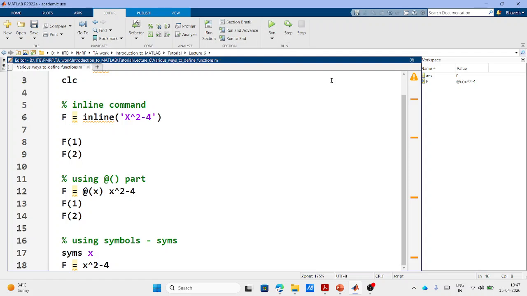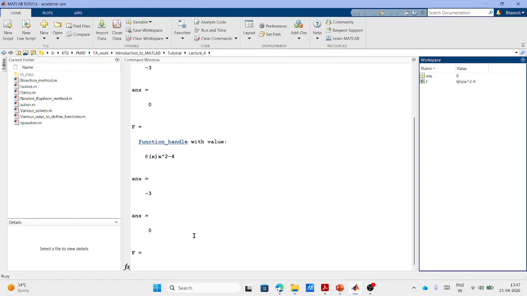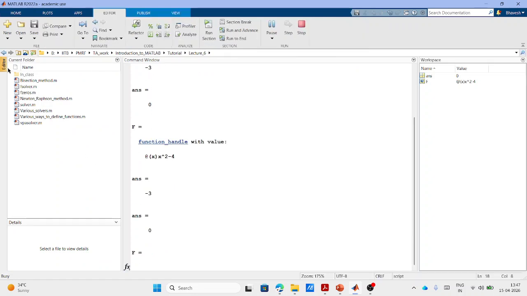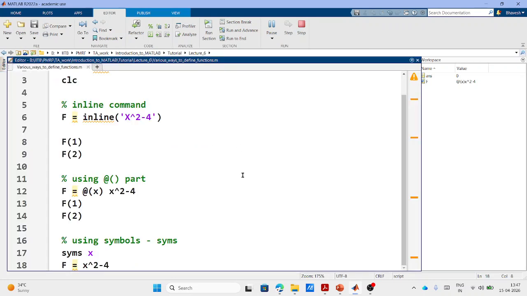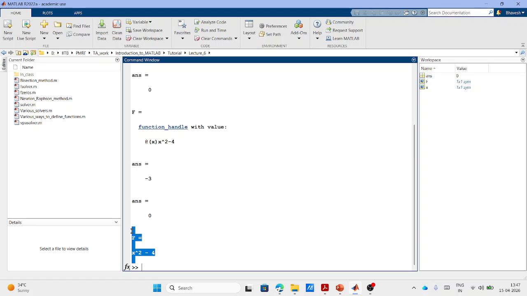and if I run it, here again you will see. Yeah. So this is how a function is defined.